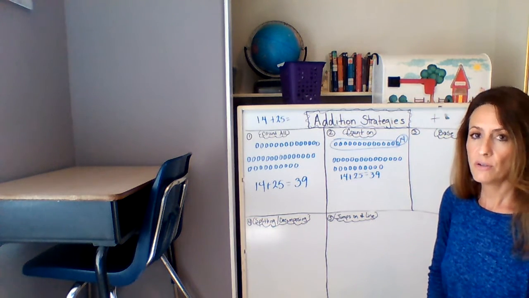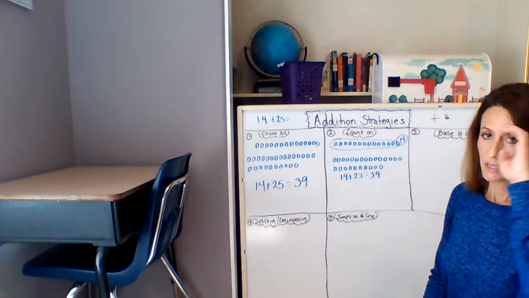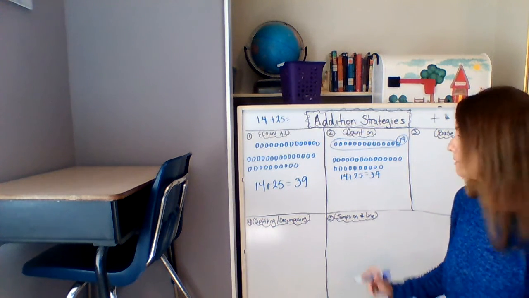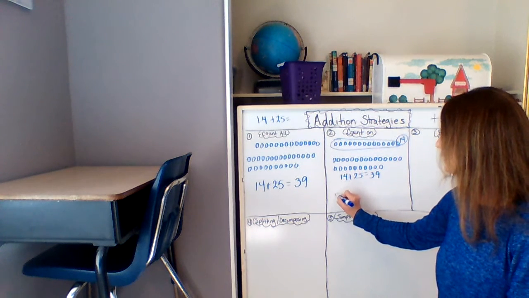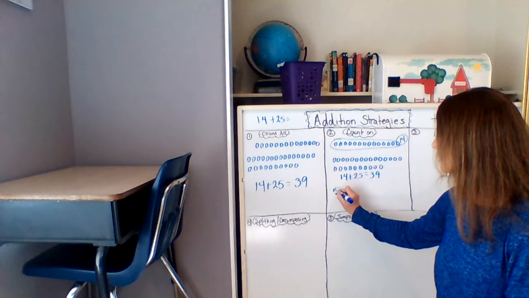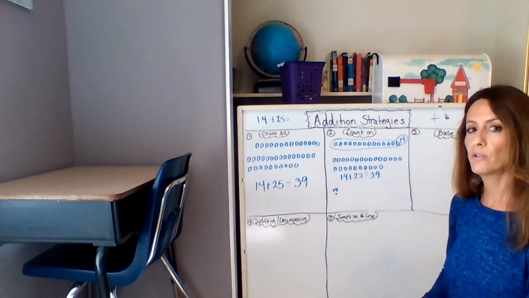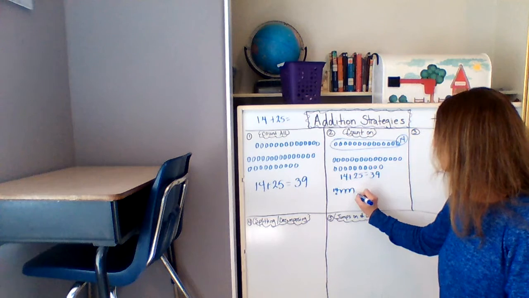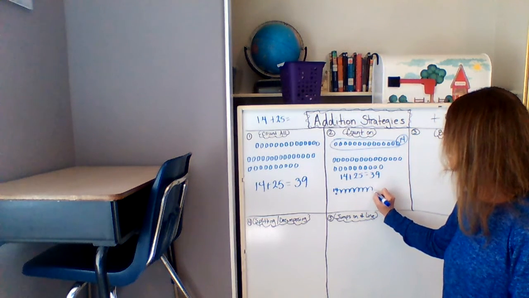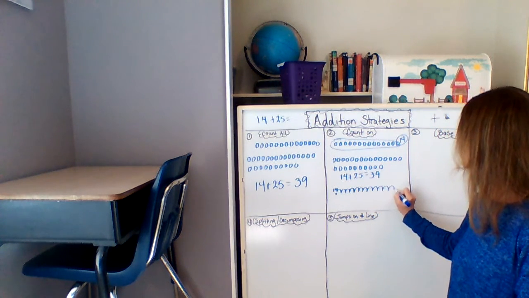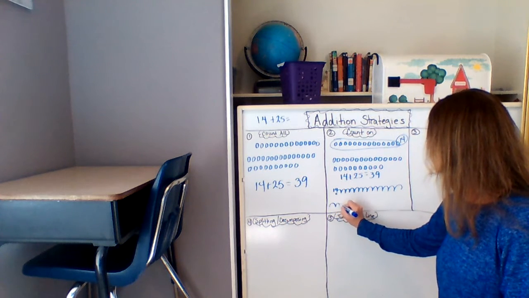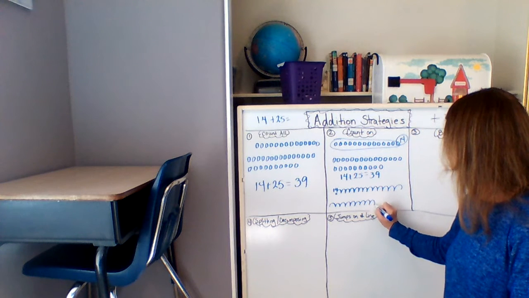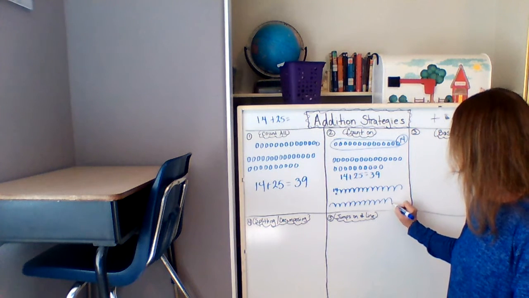You don't always have to use objects. Some of you like to use number lines, and that's okay too. So if you have a number line and you started at 14 and you add on 25 more, 1, 2, 3, 4, 5, 6, 7, 8, 9, 10, 11, 12, 13, 14, 15, 16, 17, 18, 19, 20, 21, 22, 23, 24, 25.